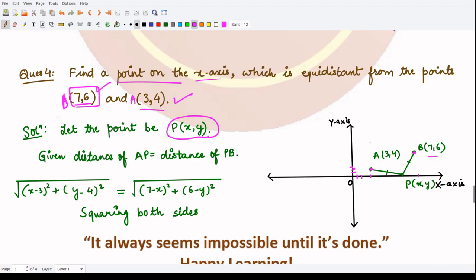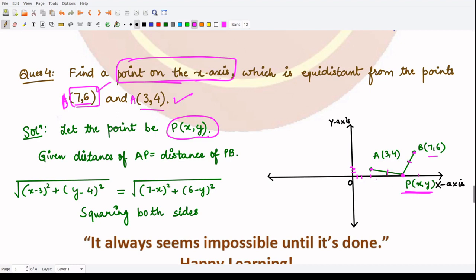Now what you have to find is a point on the x-axis. The point should lie on the x-axis. So let's say this point P is x, y, which is lying on the x-axis such that the distance AP is equal to the distance PB. This is given to us.